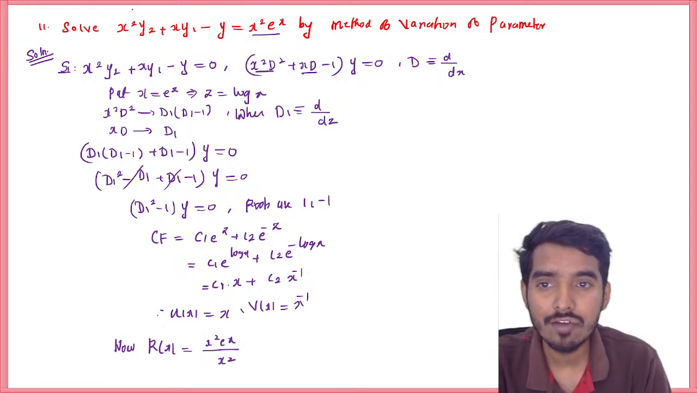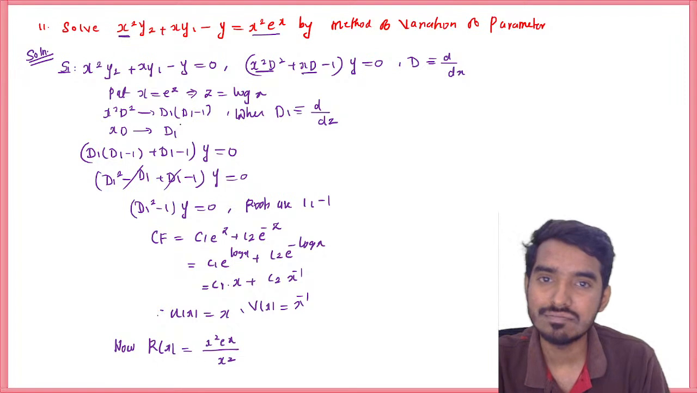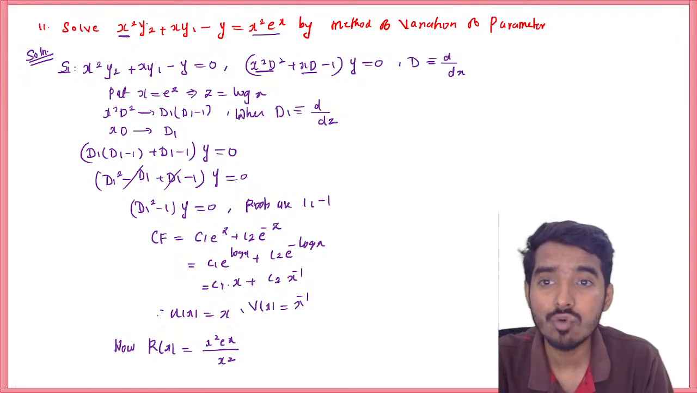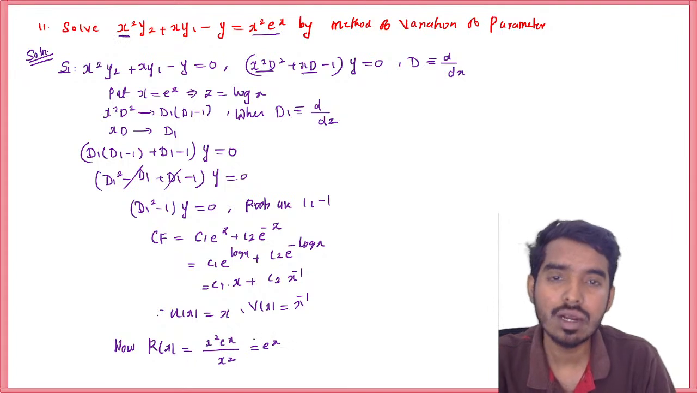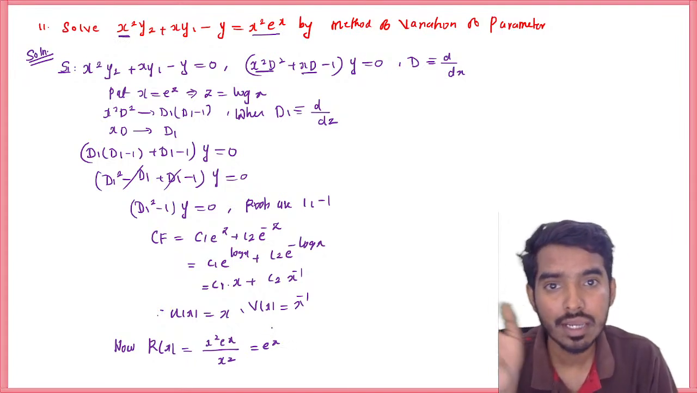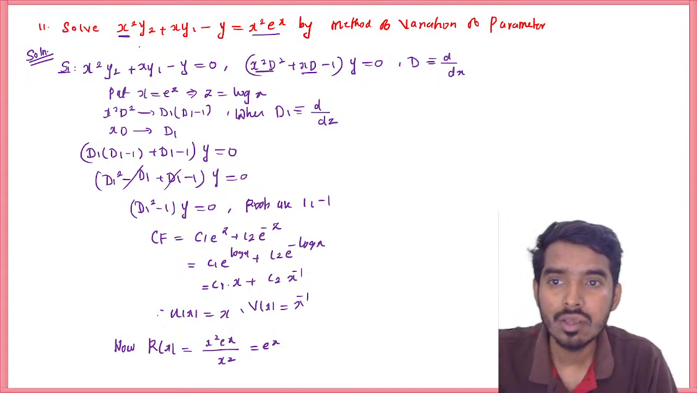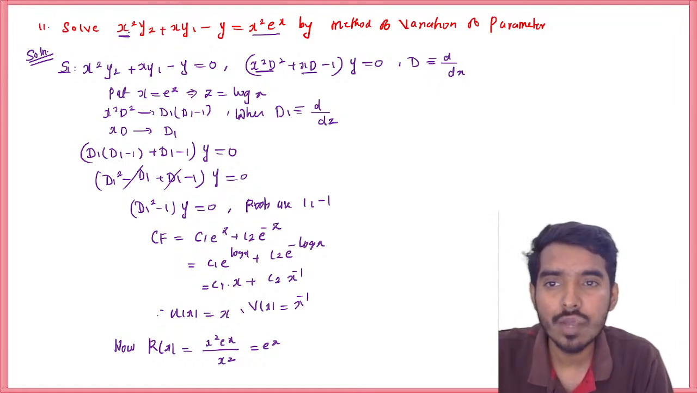In finding r of x, this term has to be 1. That is, the coefficient of y2 has to be 1, right? But here we have x square. That means we have to divide the entire equation by x square. Therefore, your e power x will be your r of x. Very, very, very important. In all the previous 10 problems, you can see the coefficient of y2 is always equal to 1 for all the previous problems, right?